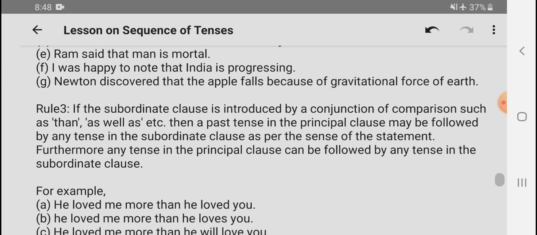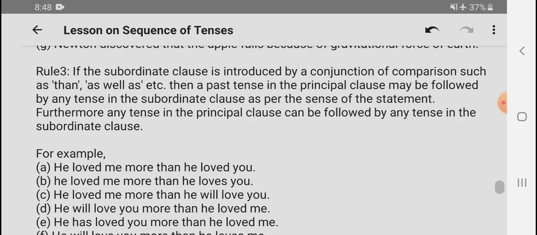Okay, now let's take a look at rule number 3. If the subordinate clause is introduced by a conjunction of comparison, such as than or as well as, then a past tense in the principal clause may be followed by any tense in the subordinate clause as per the sense of the statement. Furthermore, any tense in the principal clause can be followed by any tense in the subordinate clause.